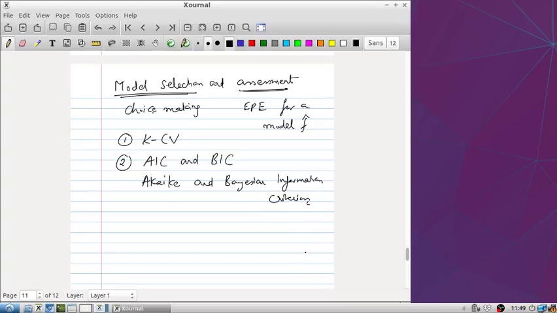So what does it mean? What is this other strategy? The strategy is you want to figure out which choice is the best choice, like you make a choice of subset. Which subset is the best one? That's the model selection problem.